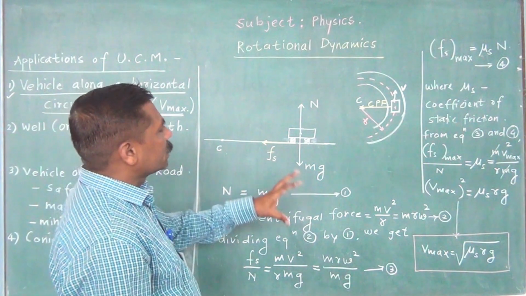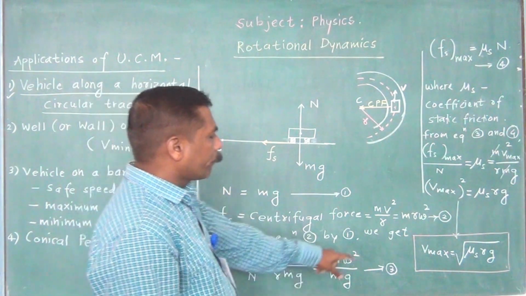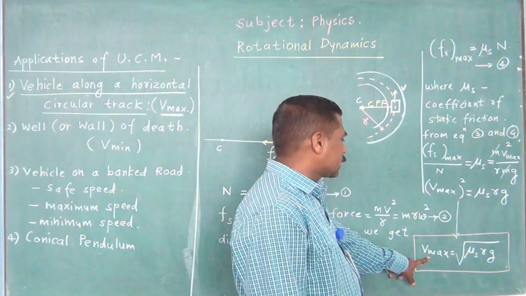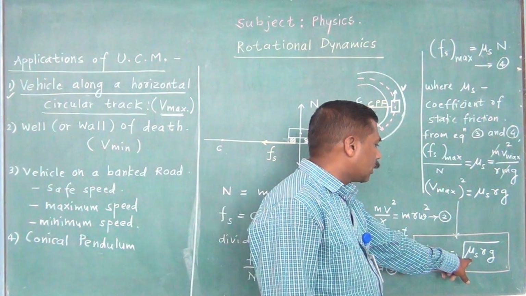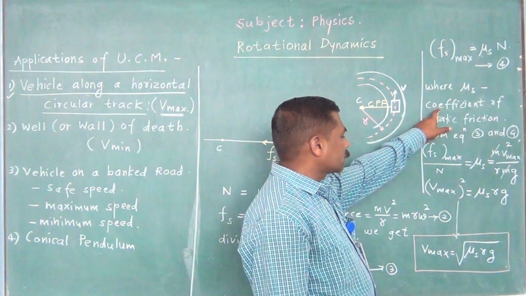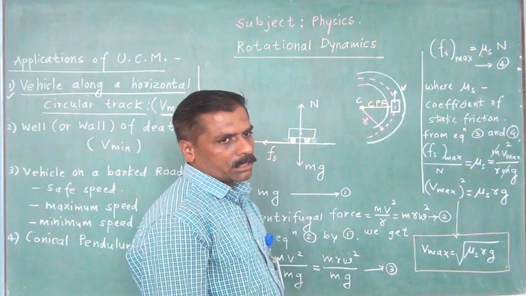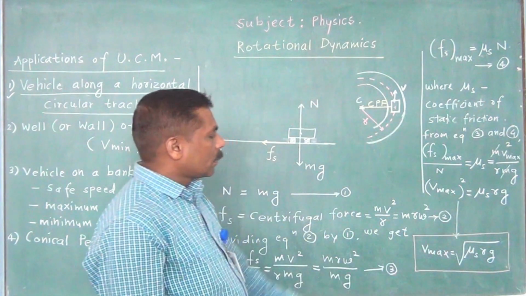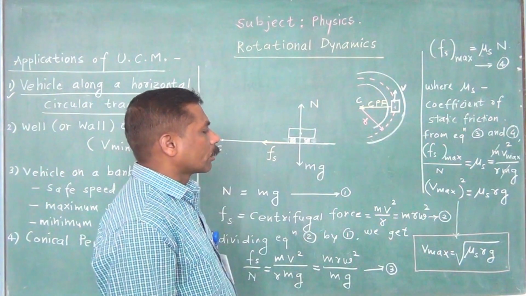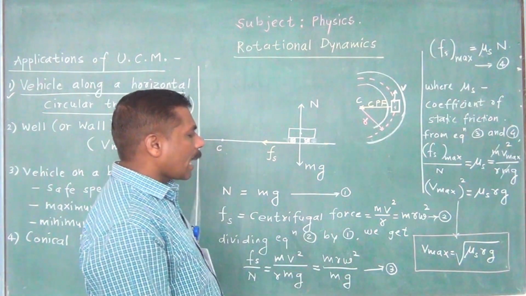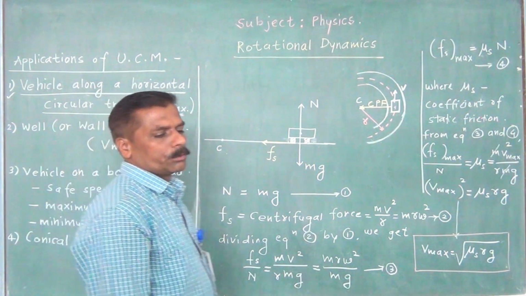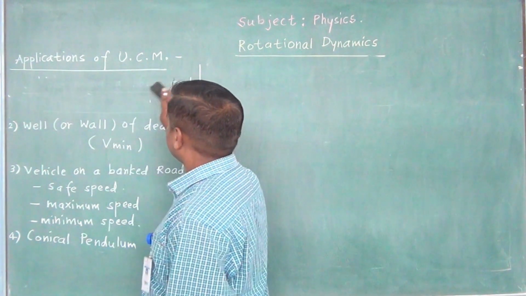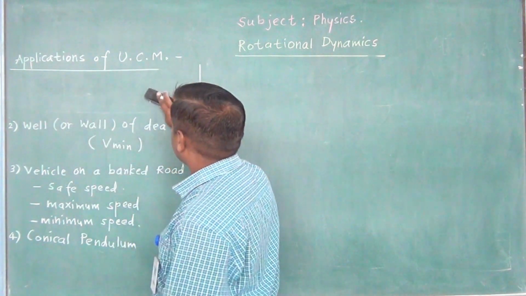It is a very simple explanation, and from this equation it is clear that the maximum velocity is directly proportional to mu s, the coefficient of static friction, because in this situation r and g are constant. R is taken as the radius of the circular path and g is taken as the acceleration due to gravity.